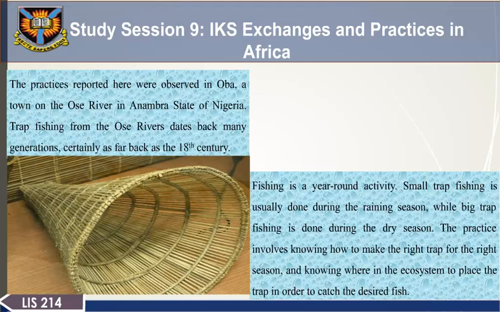Trap fishing from the Ose river dates back many generations and certainly as far back as the 18th century. Fishing is a year-round activity. Small trap fishing is usually done during the rainy season, while big trap fishing is done during the dry season. The practice involves knowing how to make the right trap for the right season and knowing where in the ecosystem to place the trap in order to catch the desired fish.